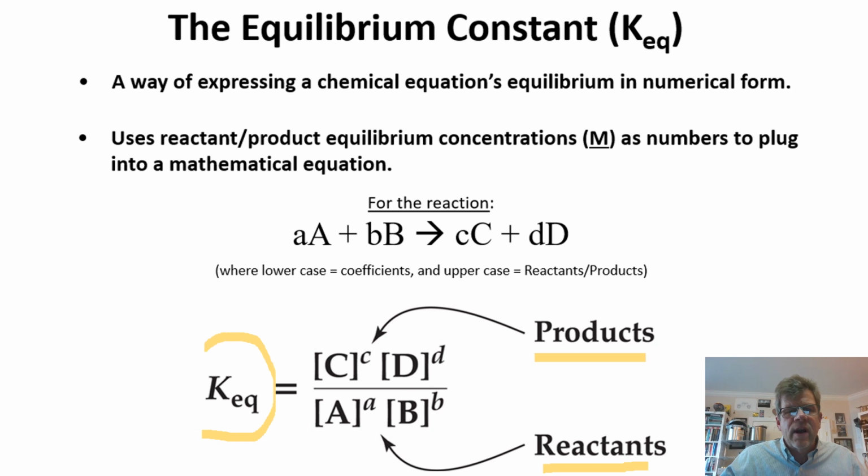And when we carry out this mathematical equation, it's going to come up with a number. Sometimes it'll be a very large number, sometimes a very small number, sometimes neither. It'll be just sort of a regular number that doesn't appear to be very large or very small. And this can tell us a lot about how much a particular reaction's equilibrium favors products, reactants, or is somewhere in the middle.